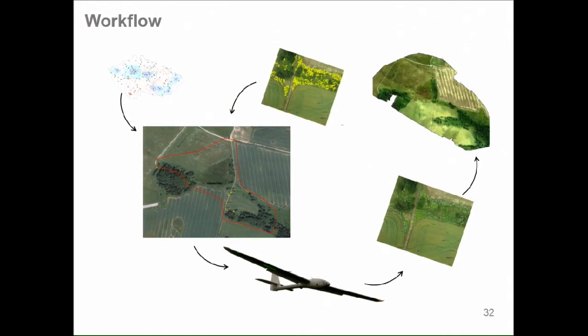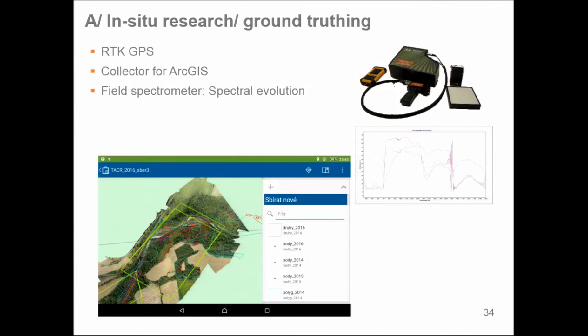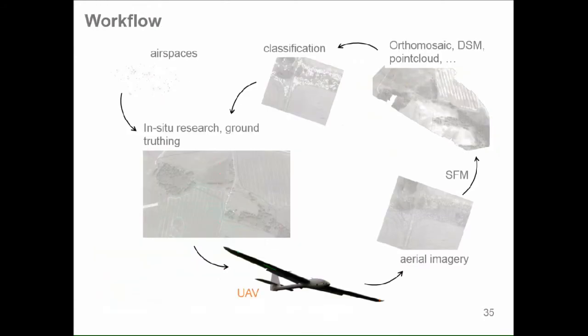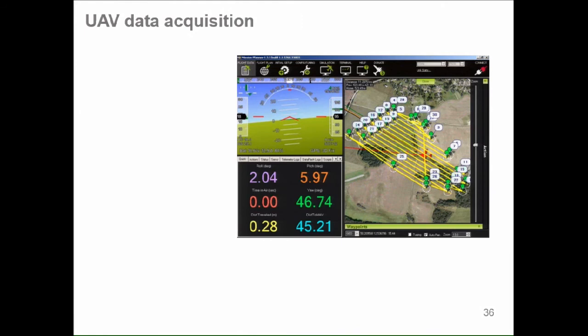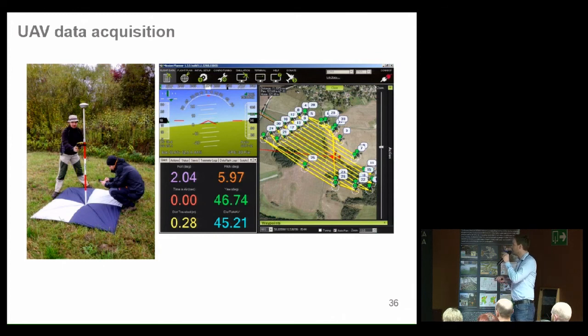This is the general workflow of what we do. We have quite a lot of airspaces in the Czech Republic, so the selection of test sites is heavily influenced by that. Once we select the test site, we go and do some ground research, using a spectrometer, standard tools. For the UAV, again we use open source software, Mission Planner. By the way, one of the speakers in the morning was concerned with terrain following. Mission Planner has had this feature integrated for 2 years or so, so that might be of interest to some of you.